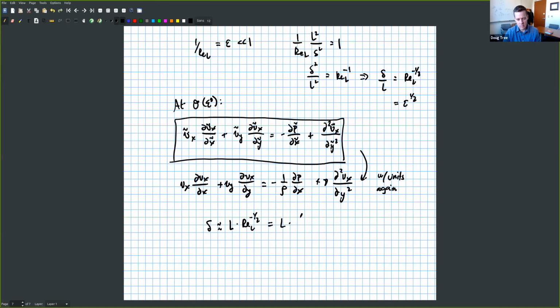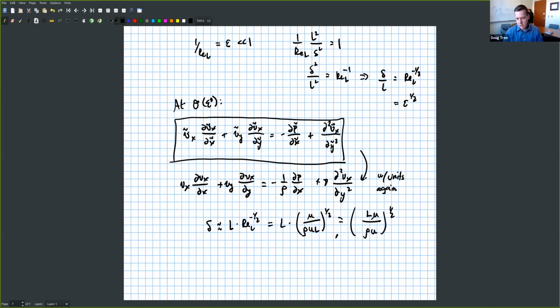That's going to be L times, see, the Reynolds number is rho u L divided by mu, right? So that's that to the 1/2. So that means that the boundary layer should look like L times mu divided by rho u to the 1/2, if I'm not mistaken. I think that's right.